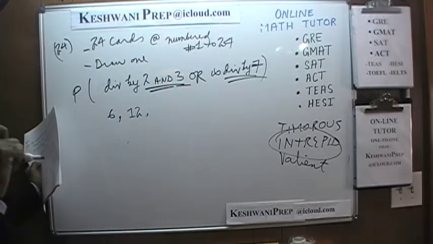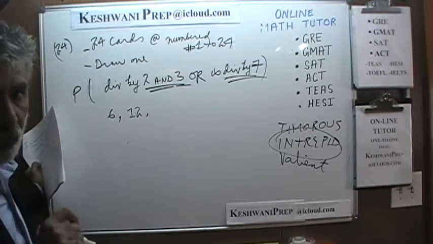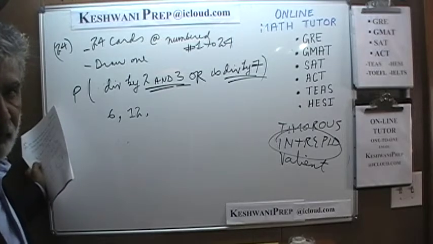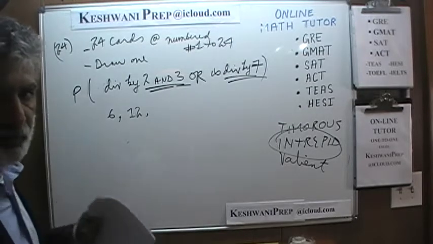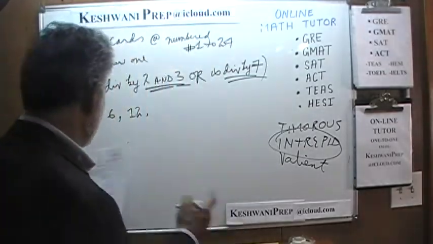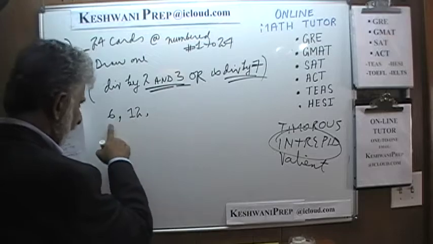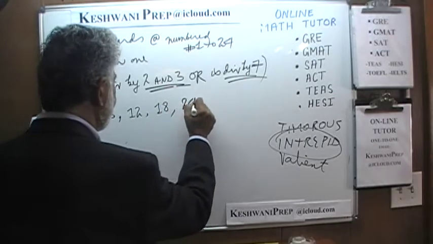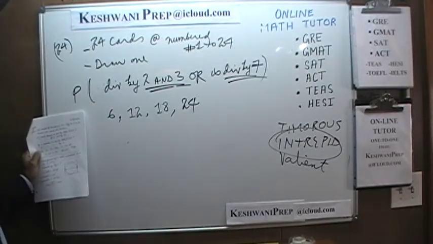Do you understand? There are many numbers that are multiples of 2, all the even numbers, of course. And there are many numbers that are multiples of 3. But we're looking for something that's a multiple of both 2 and 3, which means it has to be divisible by 6. And if the number has to be divisible by 6, it's very simple. It's 6, 12, 18, 24. That's the first part.